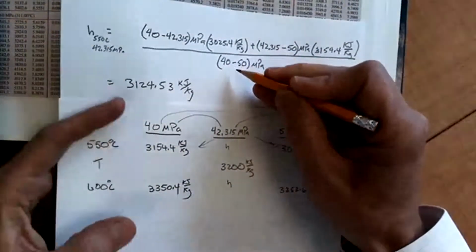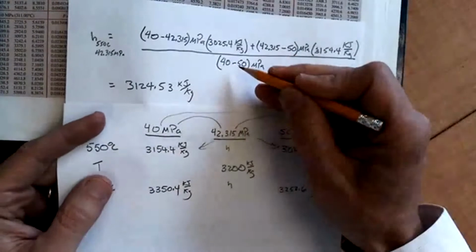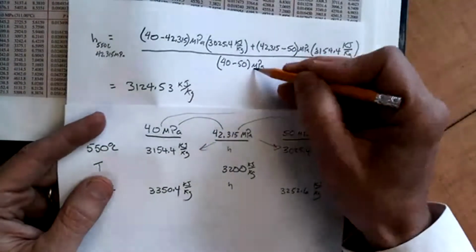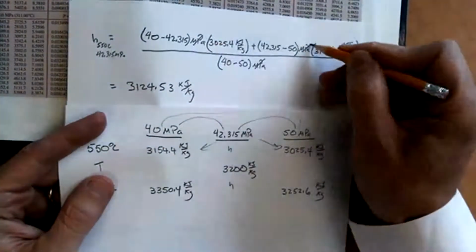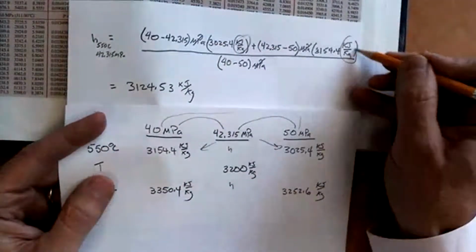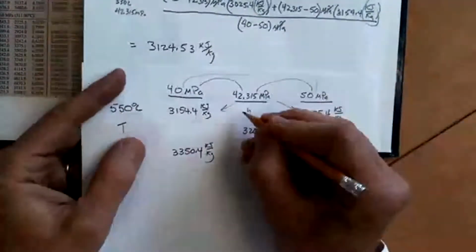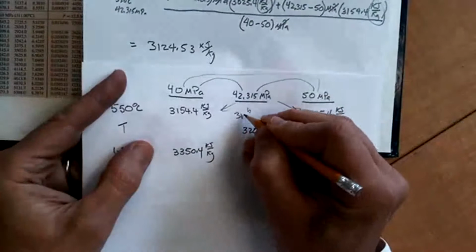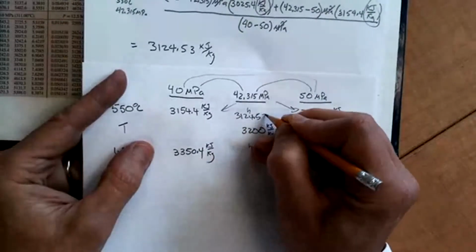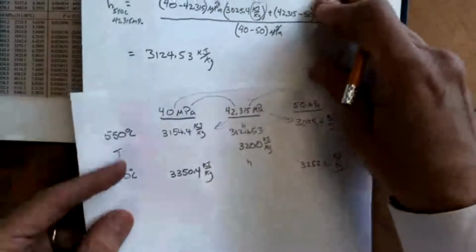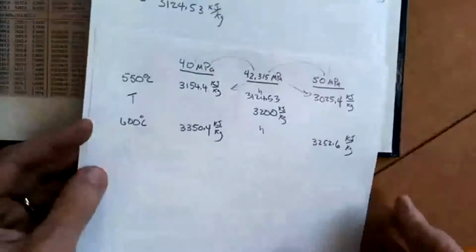Again, don't worry about the sign. Just keep them in there. Keep them in your calculator. It'll all work out in the end. And you can see the units all cancel. And I'm going to be left with kilojoules per kilogram. So the first value I get is 3124.53.